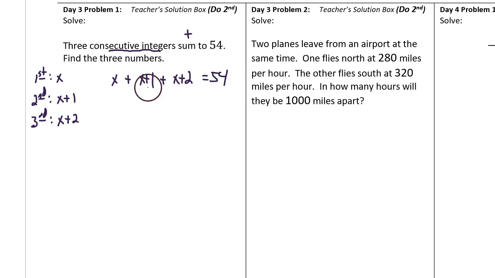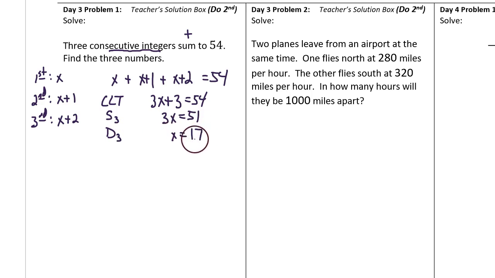Now let's solve this equation. Combine like terms. X, x, and x is 3x. 1 plus 2 is 3. Subtract 3 from both sides. 3x is equal to 51. Now divide by 3 on both sides. X is equal to 17.